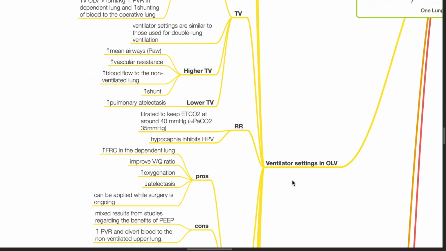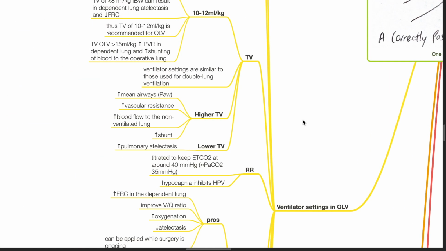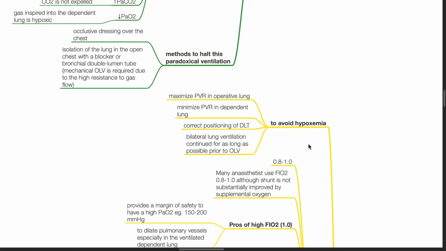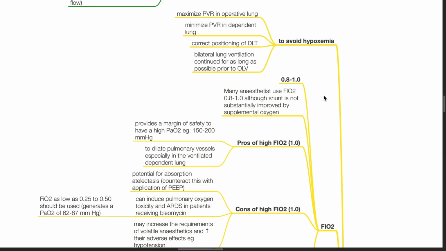Ventilator settings in one lung ventilation. To avoid hypoxemia, maximize PVR in the operative lung and minimize PVR in the dependent lung. Ensure correct positioning of the DLT. Bilateral lung ventilation is continued for as long as possible prior to OLV. Many anesthetists use FiO2 of 80 to 100%, although shunt is not substantially improved by supplementary oxygen.